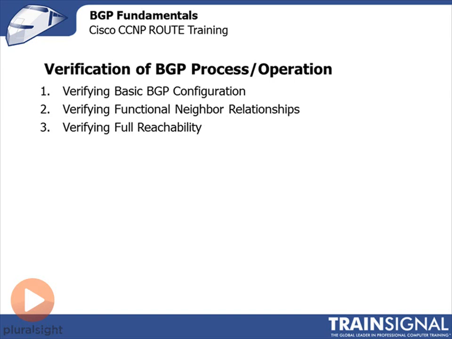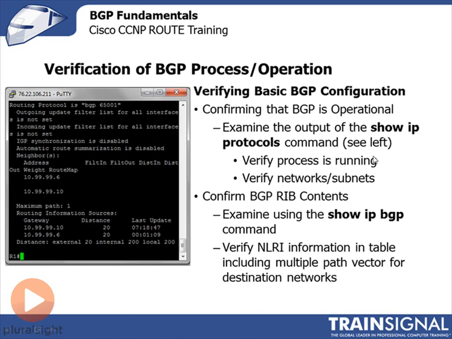Now we actually want to see what the commands are to verify successful configuration of BGP. So we'll figure out how to verify your basic BGP configuration, verifying fully functional neighbor relationships, and obviously full reachability. So verifying basic BGP configuration, you can actually use the show IP protocols command, and this will do several things. This is what's pictured in the graphic to the left.